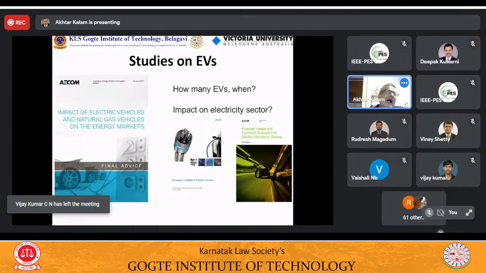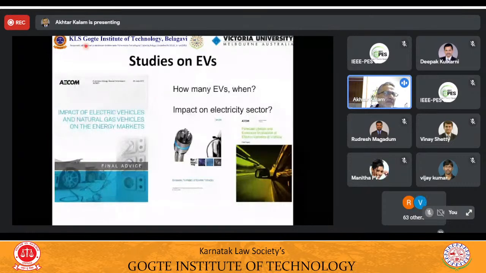Then, in Australia, we are doing a lot of studies on EV, and there is a paper from the Australian Electricity Commission, which talks about the impacts on natural gas vehicles and electric vehicles, how it will impact the electricity sector, and how many electric vehicles we will have. I'll talk about that also.